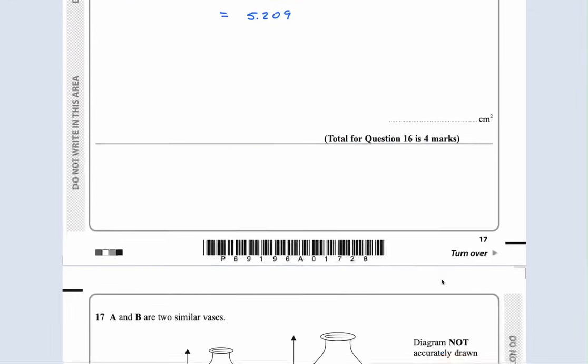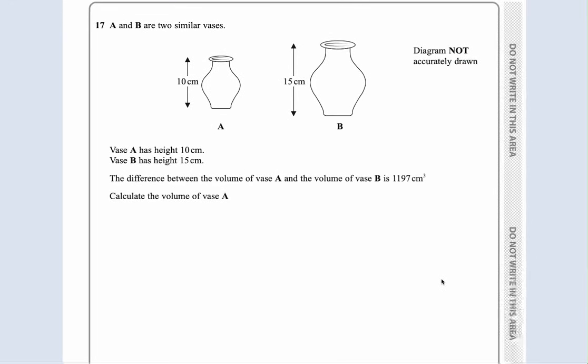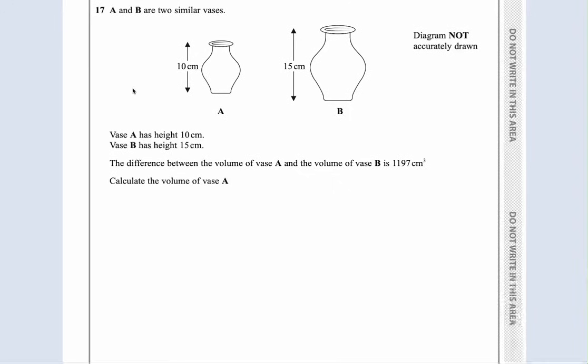Question 16. Question 17. We have vase A, vase B, they are similar. Heights, fine. The difference between the volume of vase A and the volume of vase B is this. Calculate the volume of vase A.